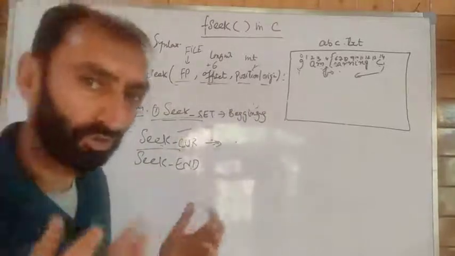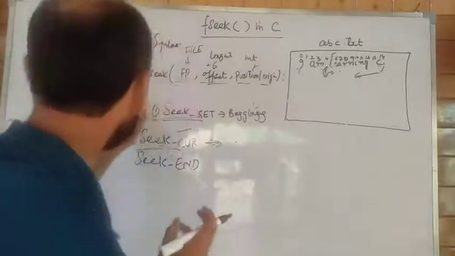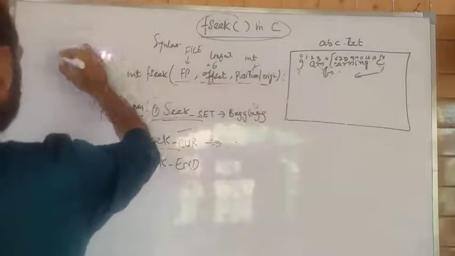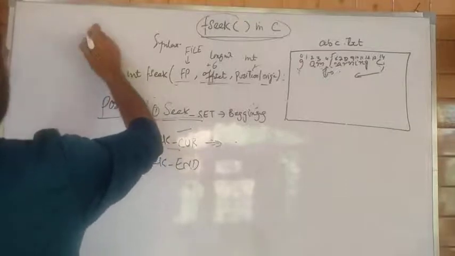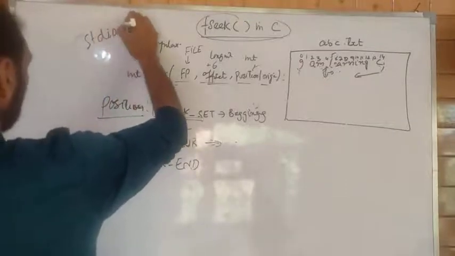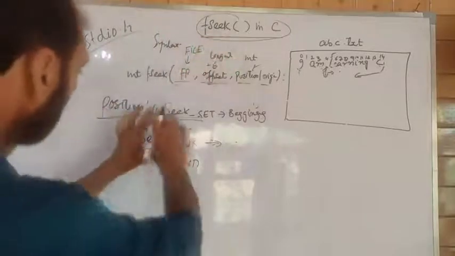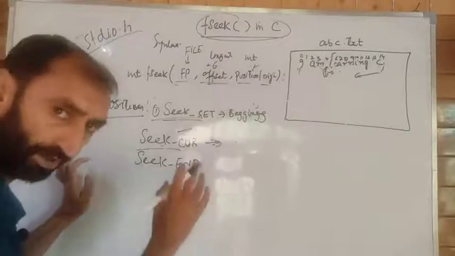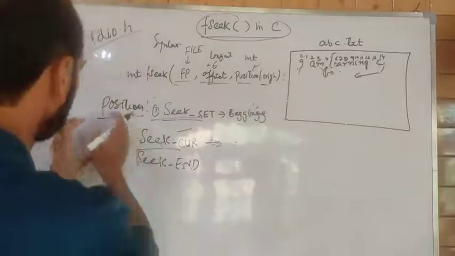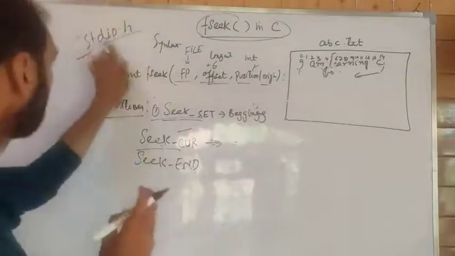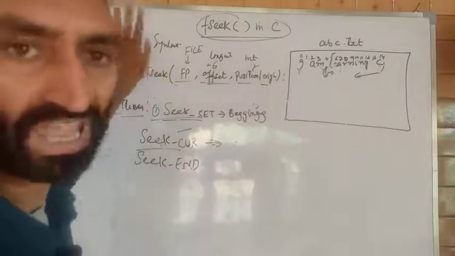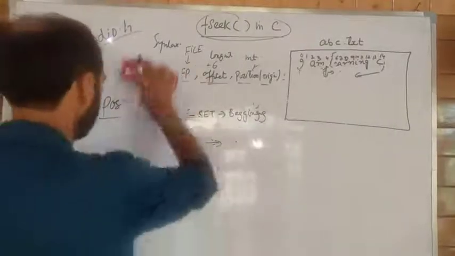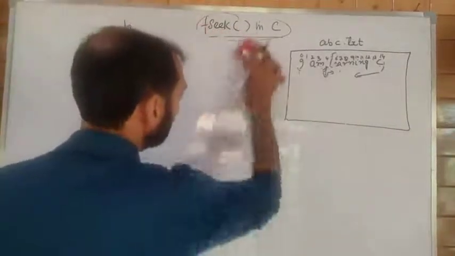And also you must keep in mind that this fseek function is defined in the header file stdio.h, and SEEK_SET, SEEK_CUR, SEEK_END are also predefined, defined in the stdio.h header file. So let's write a small program in order to understand it fully.